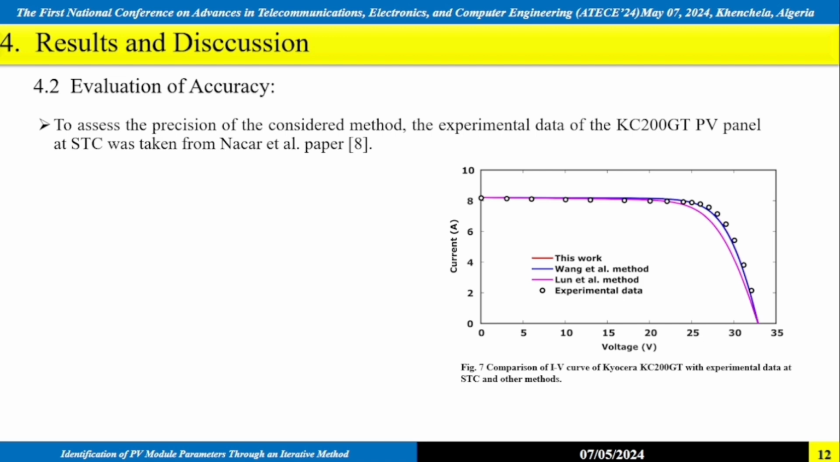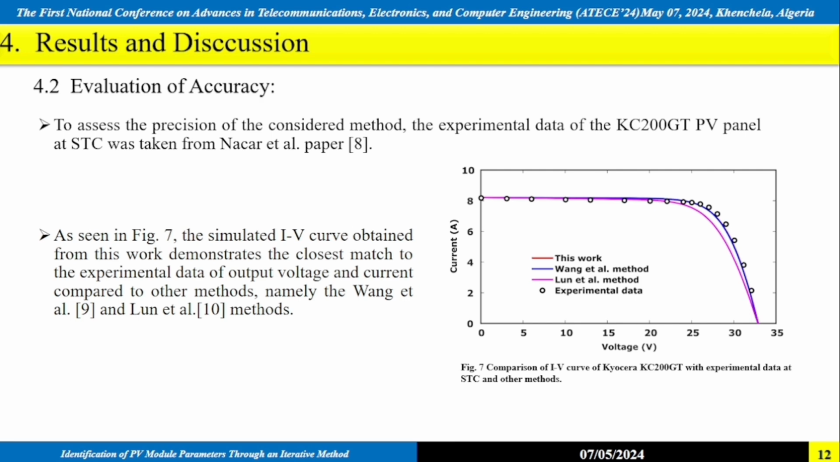To do so, we have taken experimental data for the KC200GT PV panel at STC, and we have plotted this experimental data against the data found in this work and in two other previous studies. The results, as you can see in Figure 7, demonstrate the closest match to experimental data of the output voltage and current compared to the other two methods.